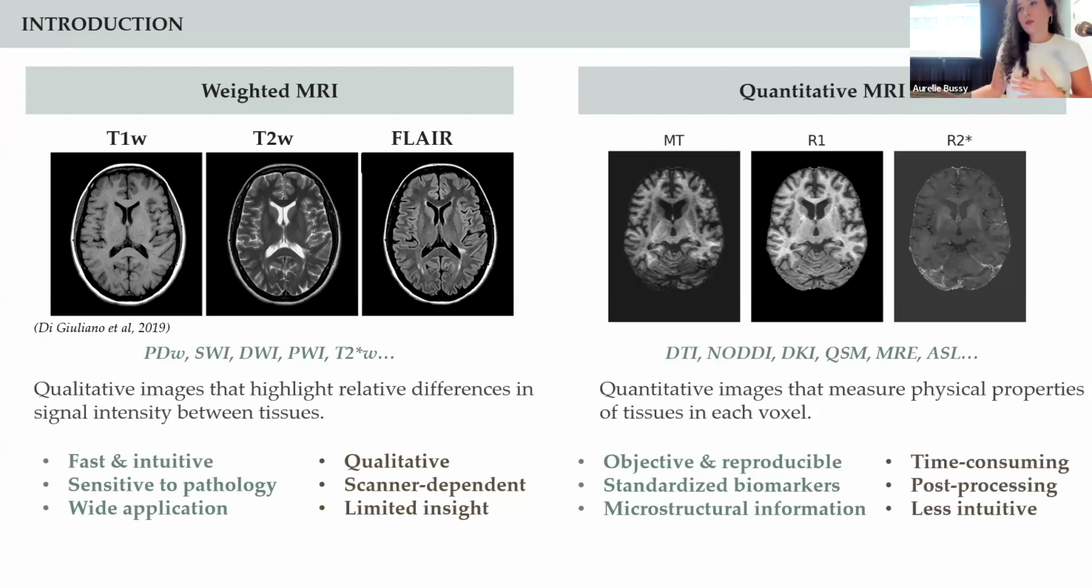The drawbacks of QMRI are that most of the protocols are pretty time-consuming, and they also require post-processing. From the scanner directly, you will almost never have an R1 map or R2 star map directly. It requires pretty strong processing after the acquisition. Therefore, I consider them a bit less intuitive, because you really need to understand the model you're using in order to interpret the biology correctly.